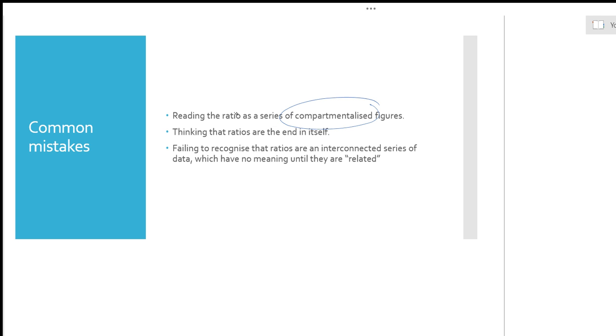Remember, ratios are not an end in themselves, right? You can't just read the ratio as it is. You have to read it together with the income statement, and then try to interpret how the ratios relate to the other figures in the income statement, right? Try to understand how they are related.